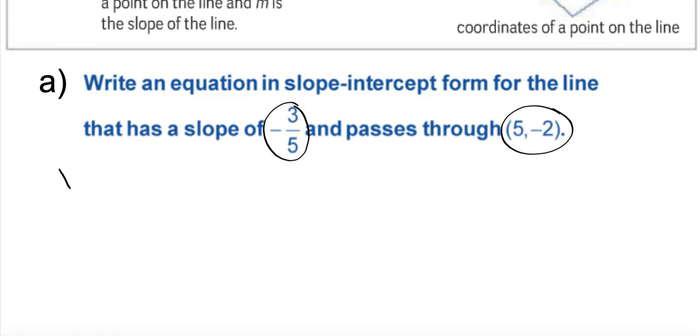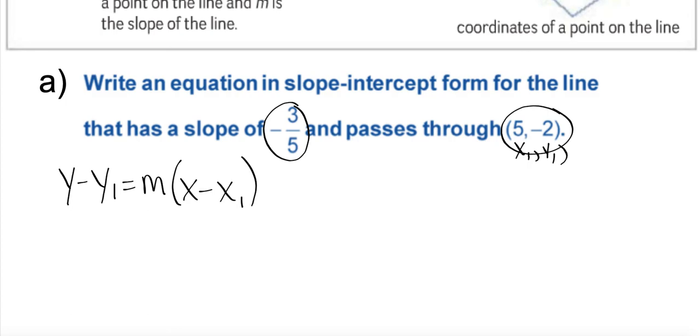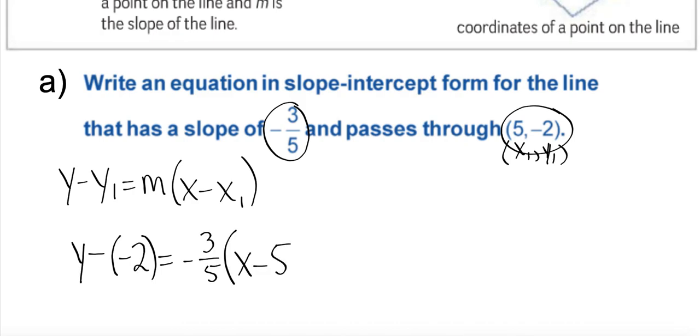Okay, so point slope form again is y minus y1 equals m times x minus x1, where the x1 and y1 are a point that I'm given, okay, and the m is a slope. So again, if you need to, write x1 comma y1 there, so you can kind of figure out where to put what. So y minus the y coordinate, negative 2, equals my slope, negative 3/5, times x minus the x coordinate, which is 5.